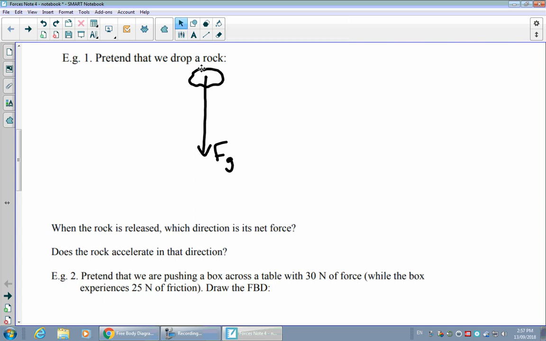Now, in reality, when something falls, it does actually feel air resistance as well. But we'll talk about air resistance in class a little bit and the details behind it a little later on. For now, let's just assume it's only feeling that force pulling it down. So if that's the only force that it's feeling, that means that's also the total force that it's feeling. So the direction of its net force, or its total force, is down.